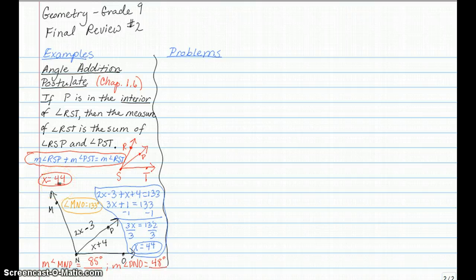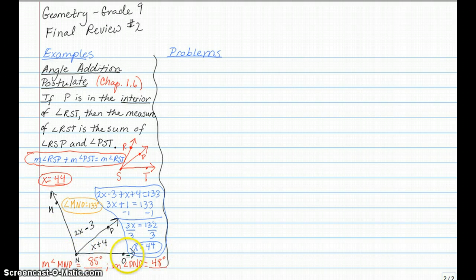But I'm asking you for what angle MNP and angle PNO are. So you simply substitute the 44 in for x. 2 times 44 is 88, minus 3 is 85. For the second angle PNO, substitute in 44. 44 plus 4 is 48. If you were to add 85 and 48 together, you would get 133 degrees, which is the total degree measurement of MNO.